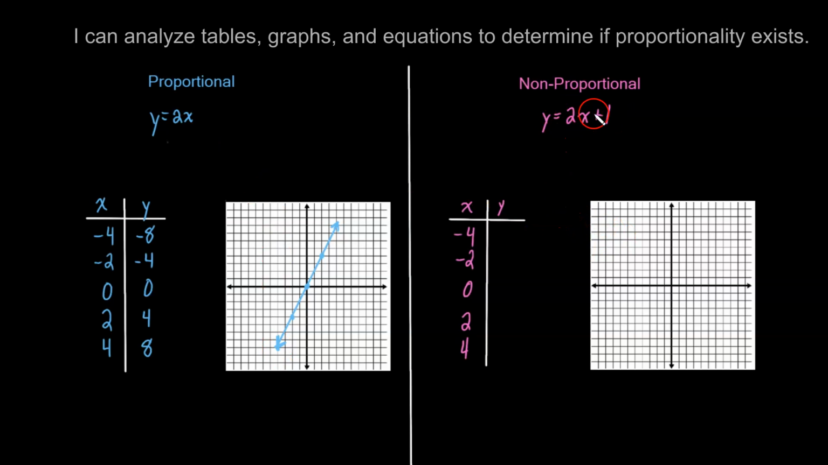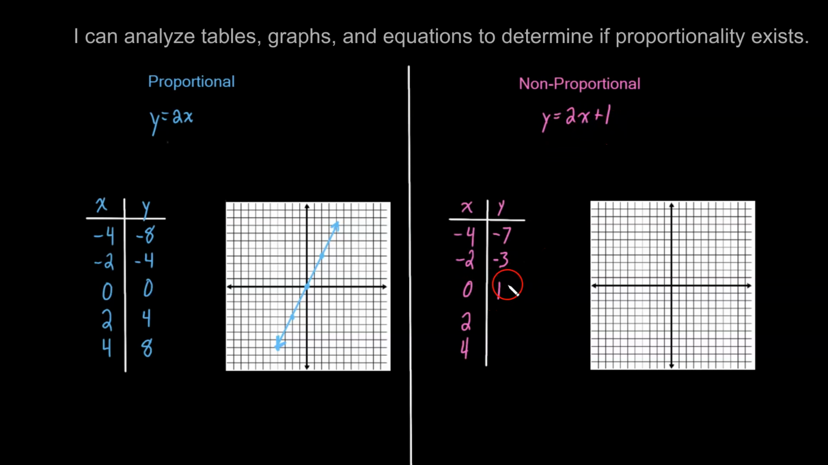Now let's move on over to the non-proportional side, and we'll fill in our table and then graph it, and then we'll talk about what makes this proportional as opposed to this non-proportional. So if we were to plug -4 in for x, we get 2 times -4, which is -8, plus 1. So -8 plus 1 would give us -7. Plug -2 in, 2 times -2, which is -4, plus 1 is -3. Plug 0 in and you get 2 times 0, which is 0, plus 1, which is 1.